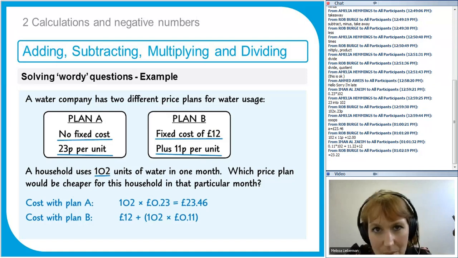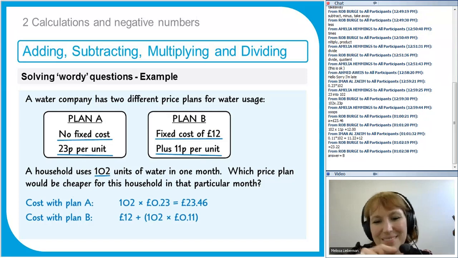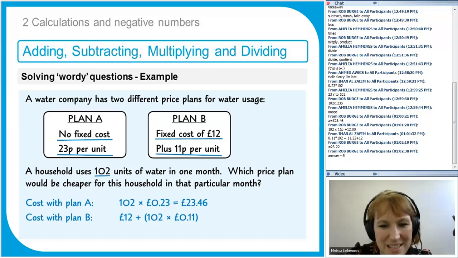So you can write it out in any way. You don't have to do any particular method. So just write out the way you would do it. So I would do 100 times 11p, and then I would do 2 times 11p, add it on, then add the 12, and you'll get there. The only thing you have to be a bit careful of is whether you're doing everything in pounds or everything in pence. Try to be consistent with units.